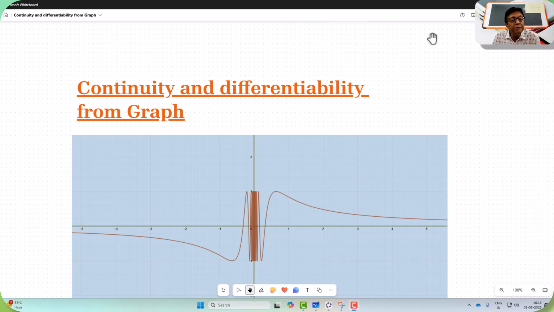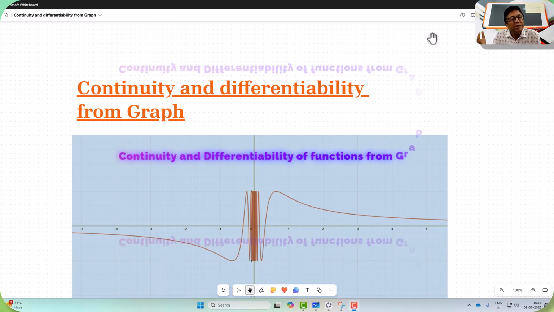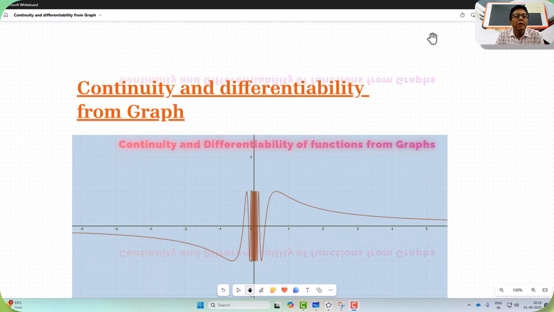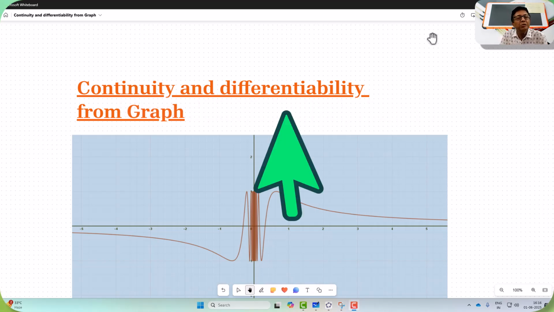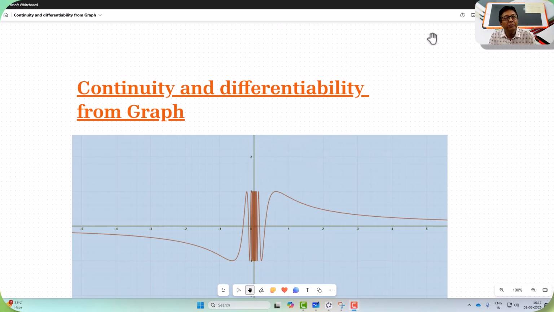Continuity and differentiability from graph. Topic is nothing new over there. But in today's class I want to compare continuity and differentiability from a theoretical point of view as well as from a graphical point of view. I'll give more importance to the graphical method for all exams including your board, JEE, ISI, CMI, whatever exam you are going for. The graphical method plays a very important role to decide continuity and differentiability of a function.